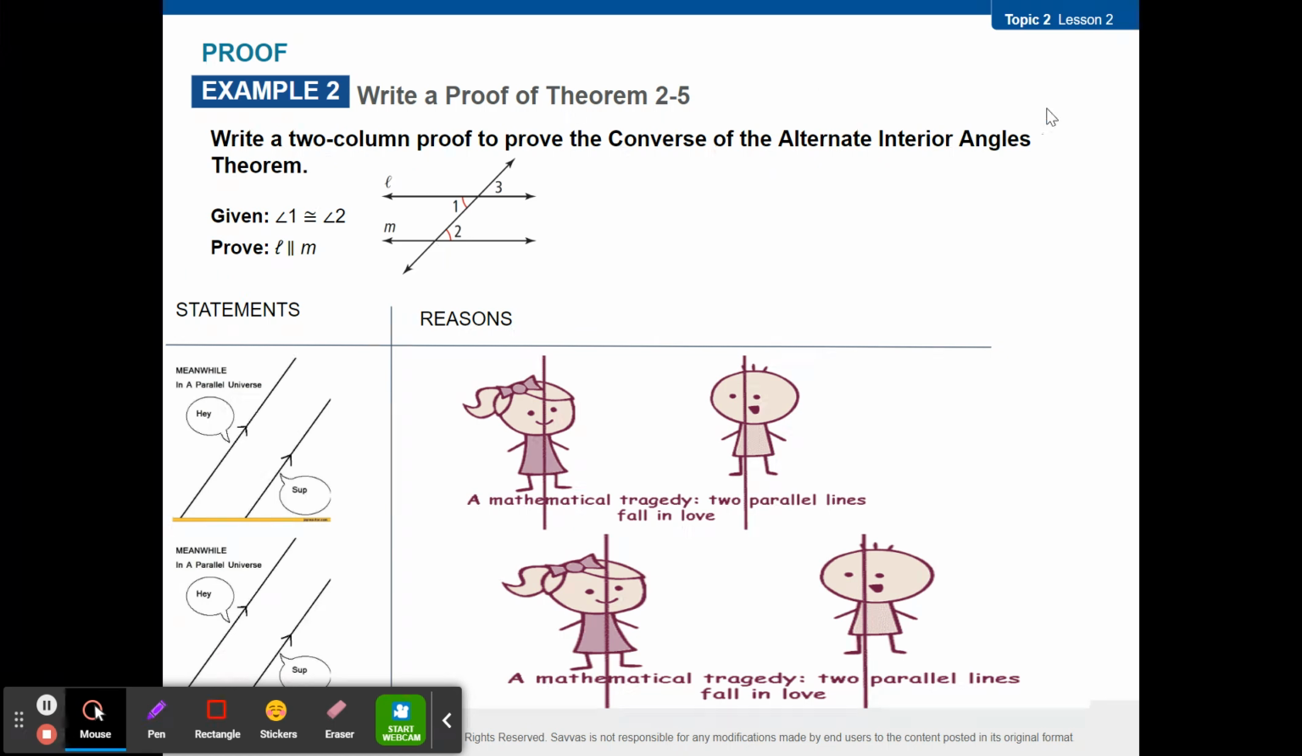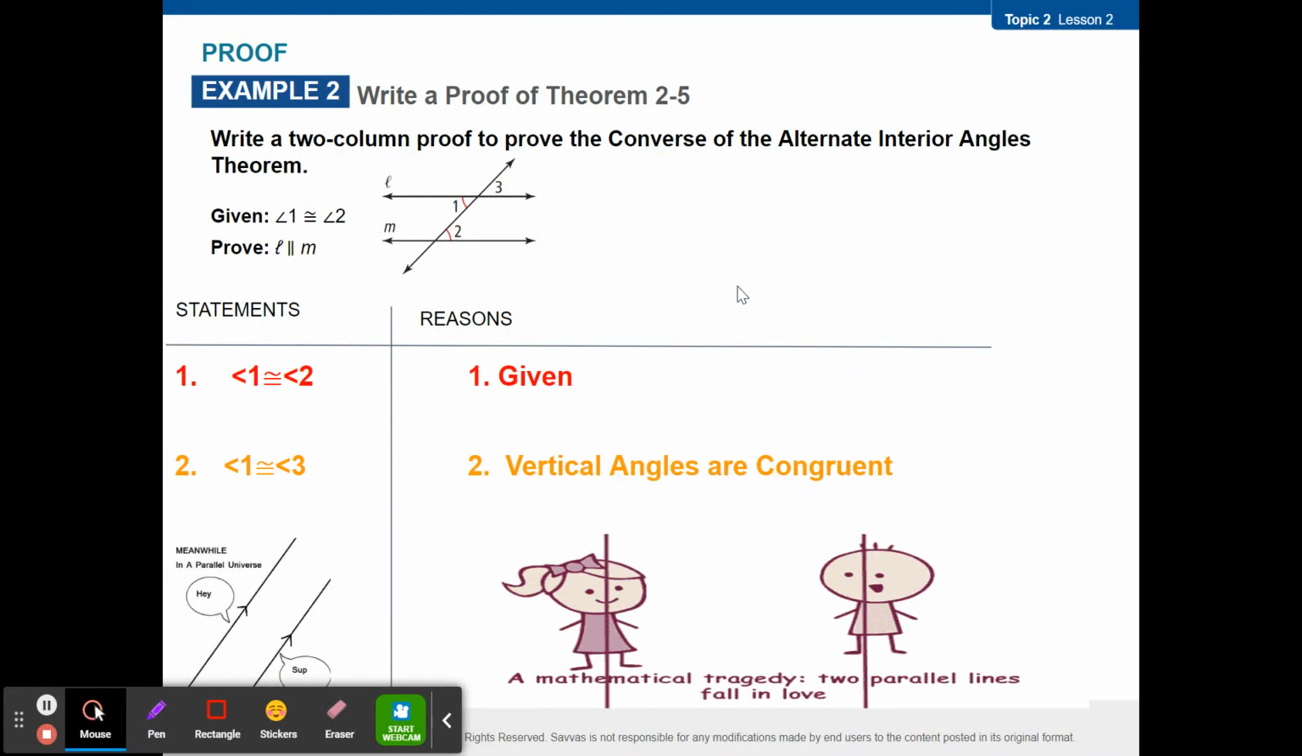So in this case, the first thing we're going to do is we're going to have our given. We're going to have angle 1 is congruent to angle 2. Then I'm stating angle 1 is congruent to angle 3. Why is that though? What's the reasoning? Good. Vertical angles are congruent. Very good. Or you can state the vertical angles theorem. Both work.